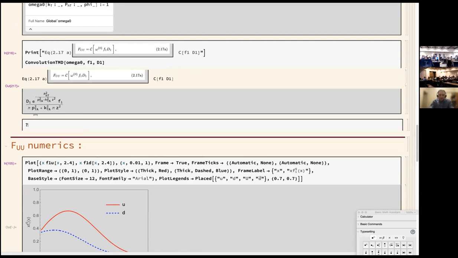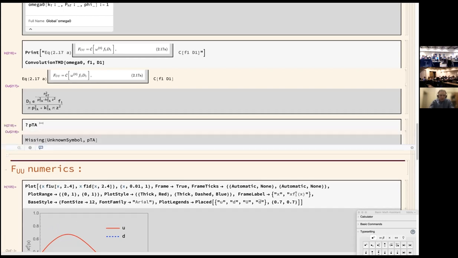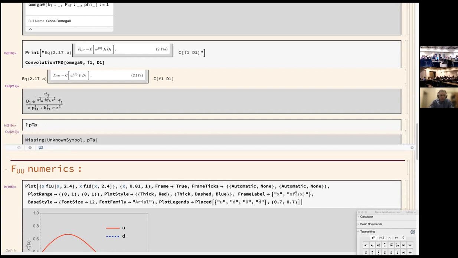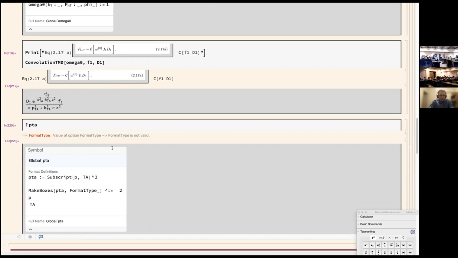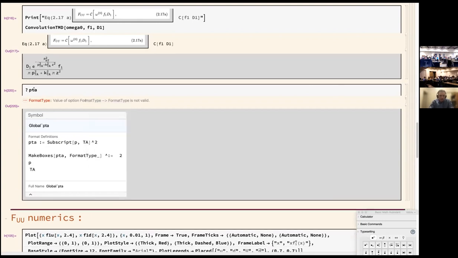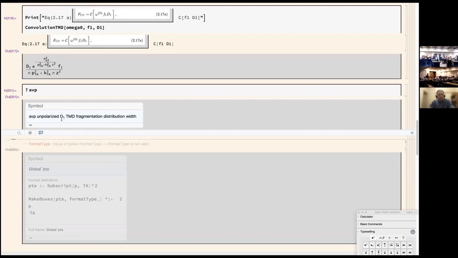Then again, you can ask what PTA is. Oh, it's missing. Interesting. Okay, so PTA is, oh, doesn't want to tell me this. Sorry, it's AVP, that's how we call it. It's the unpolarized D1, so the average for the D1. So this is the combination that goes in with Z1.